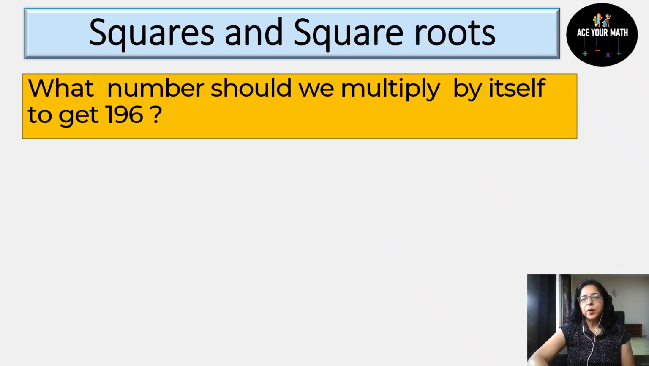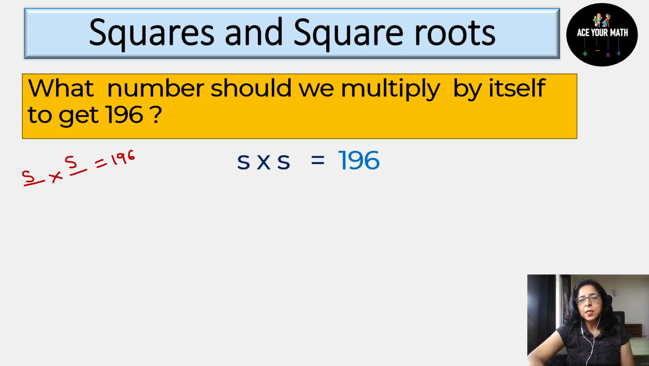Now see one question. What number should we multiply by itself to get 196? Or in other words, you're looking for the square root of 196. Let's assume that you don't know that number, so you can assume it. The question is which number, on multiplication with itself, will give you 196. Since I don't know this number, I'm assuming it as S. S multiplied by S will give you 196. So S multiplied by S, that is S square, is equal to 196.